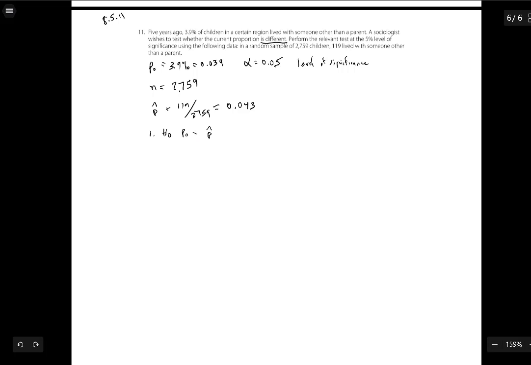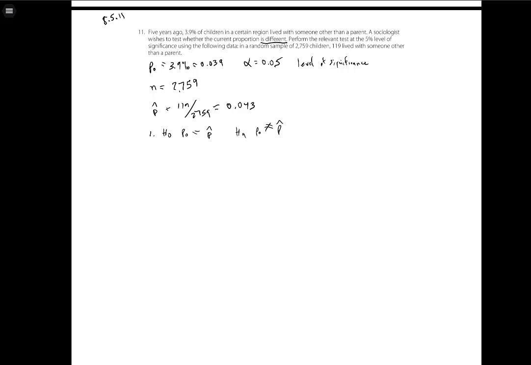The alternative is that something has changed from 5 years ago, when it was determined that 3.9% of the children, or the 0.039 proportion, live with someone other than a parent. Our new data from the sample is 0.043. So we'll see at a 5% level of significance if those numbers are different.